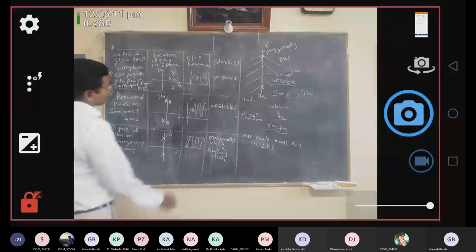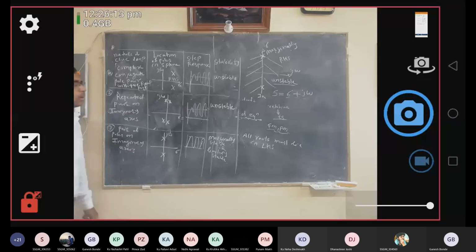Okay, so same way we will see for the impulse response. We are not going into the details of it, so we may go directly to the next method.